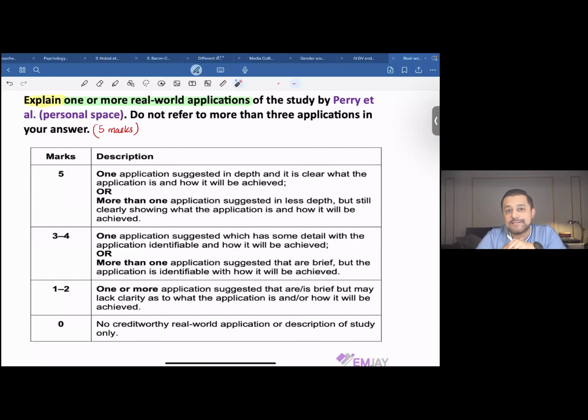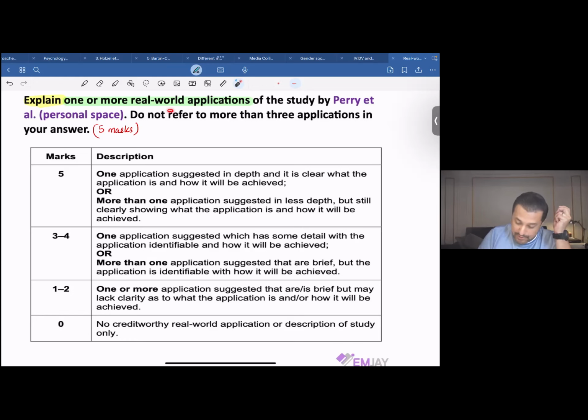Hello again. Let's discuss the real-world application of the study that was conducted by Perry et al. Now, usually you get questions of this sort of 2 marks or 3 marks, but we have had instances in the past where the CI has given us a 5-mark question on this as well. Now, if we get a question of this sort that says, explain one or more real-world applications of the study by Perry et al. Do not refer to more than 3 applications in your answer.